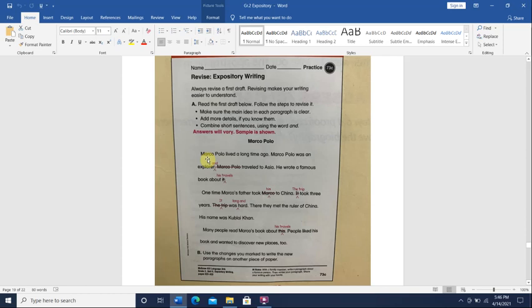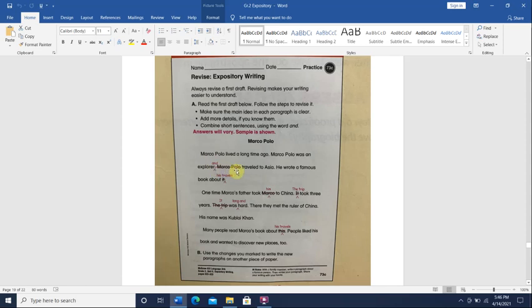So what did we do? We said Marco Polo lived a long time ago. We left the first sentence the way it is. The second sentence we combined with the third. We wrote Marco Polo was an explorer and traveled to Asia. We made a triangle, added the word and, and deleted the second Marco Polo.